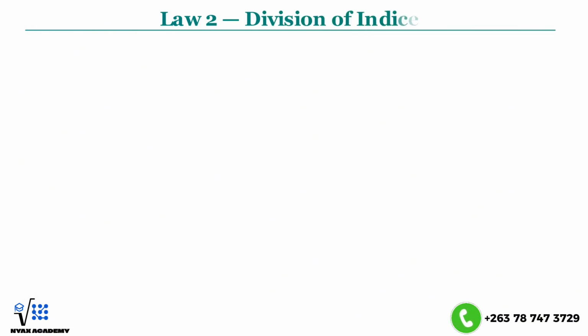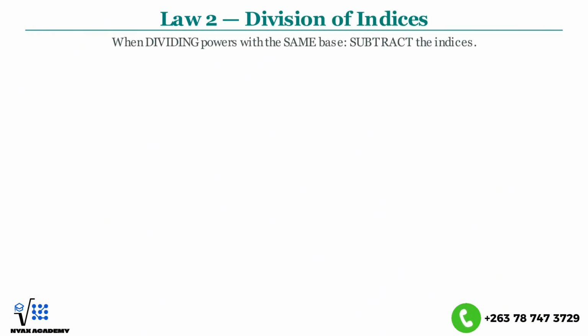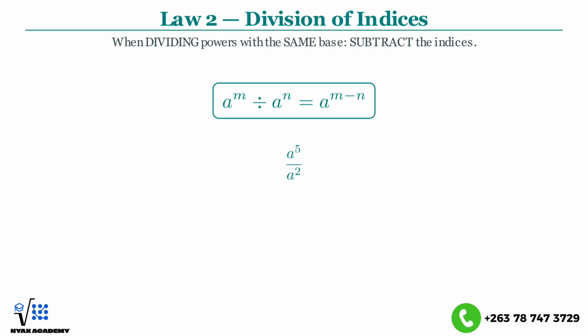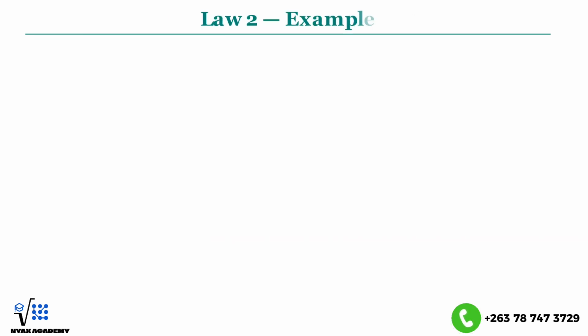The second law deals with the division of indices. When dividing powers of the same base, we subtract our indices. For example, takanzi a to the power of m divided by a to the power of n. This translates to a to the power of m minus n. For a to the power of 5 over a squared, we just say a to the power of 5 minus 2 towana a cubed.